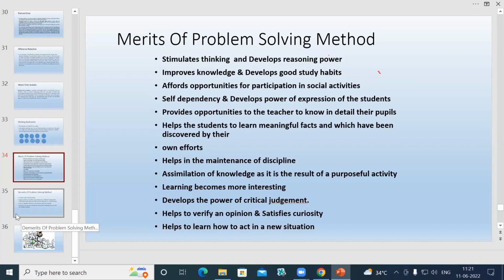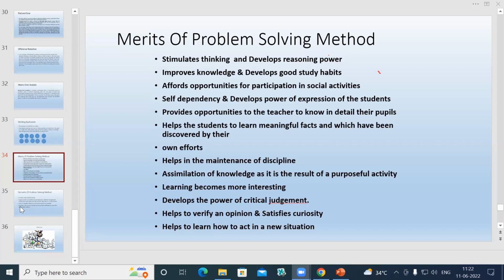Then it helps to verify an opinion and satisfy the curiosity of the learners also, because when you do things on your own, obviously it will satisfy your curiosity, because the approaching and formulation of the problem is with the discussion of the students. In the first step we have already discussed formulation, or appreciating, or confronting, or understanding the problem, which is the basic step in problem solving.